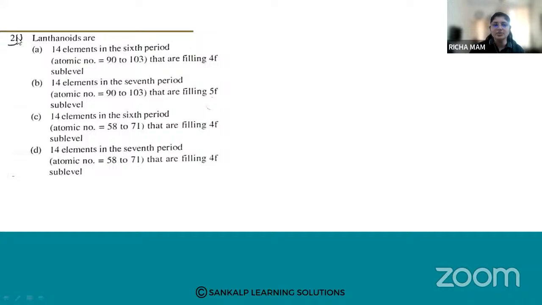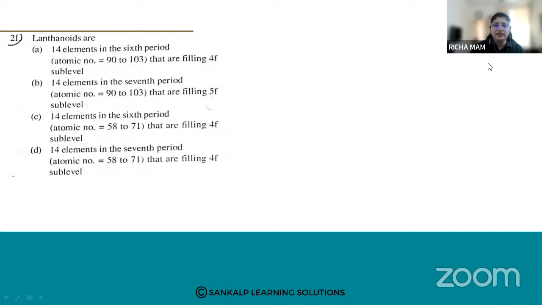So just now I have told you in the previous. Yes, Triveni and Aishu have answered it correctly. Sita has also answered. Shushmita, your answer is not right. We are talking about lanthanides. Okay, so just now I told you about lanthanides.